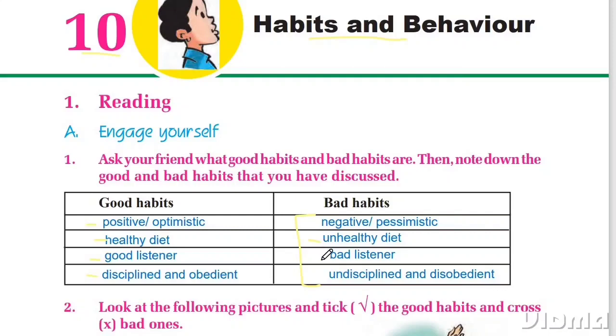Okay, bad listener. If you do not listen carefully and you do not understand, that means you are a bad listener. This is a bad habit. And undisciplined and disobedient. If you do not obey your teachers, your guardians, and you are not under control, then you have bad habits. Okay, these are some good and bad habits that I have given to you. However, you can write your own ideas.